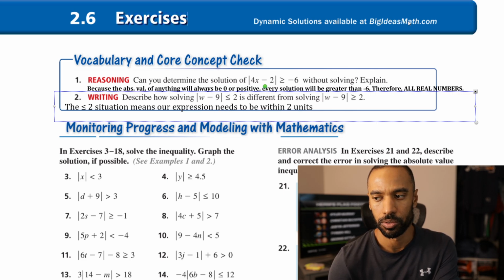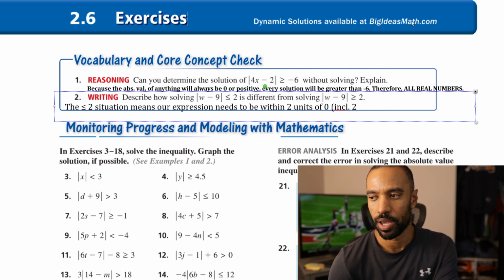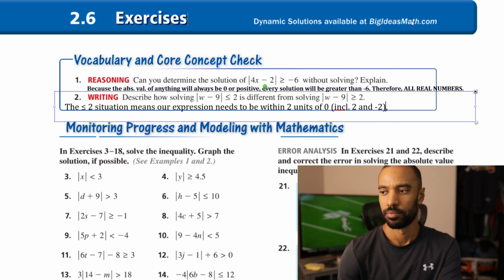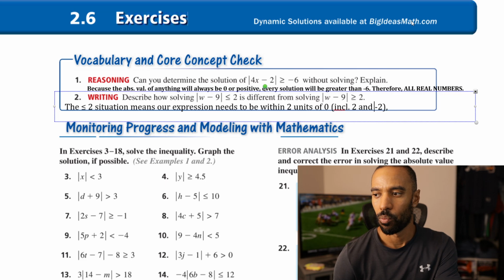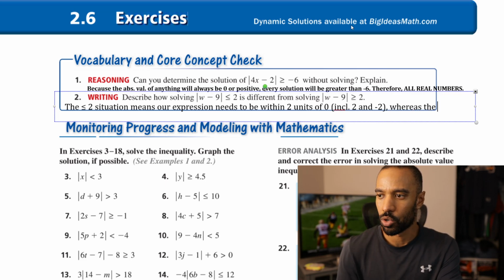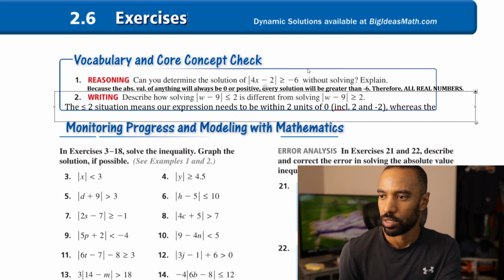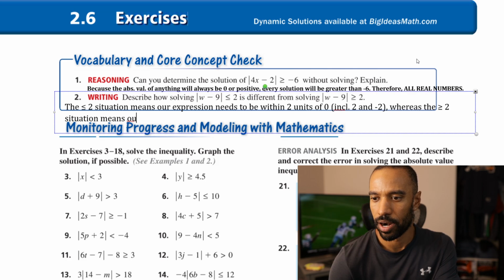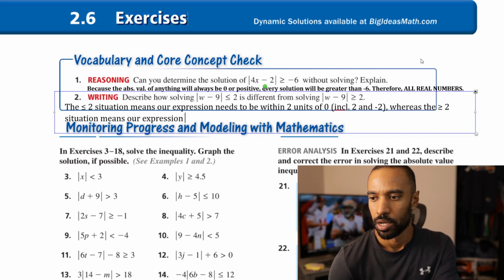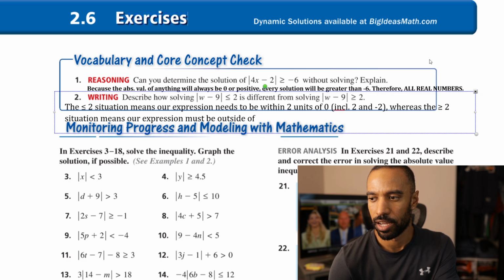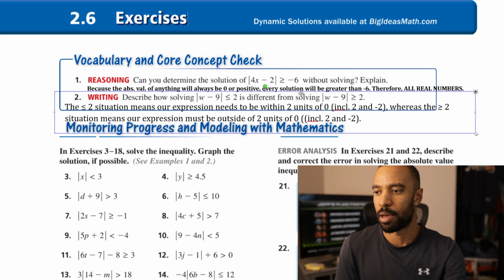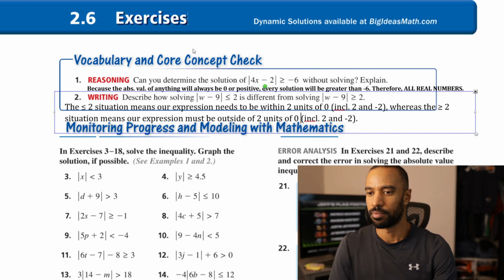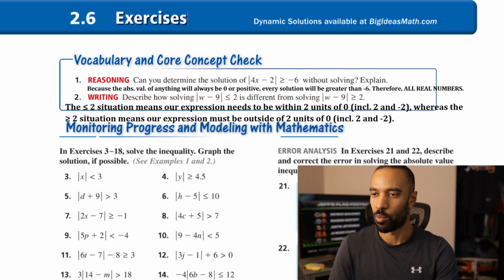Now this includes 2 and negative 2. Including 2 and negative 2. And this is going to be the case for the next one as well. Whereas the greater than 2 situation means our expression must be outside of 2 units of 0, including 2 and negative 2. So that means that we can be 2 or negative 2 in either case, but we do a split condition of that one way or the other there.